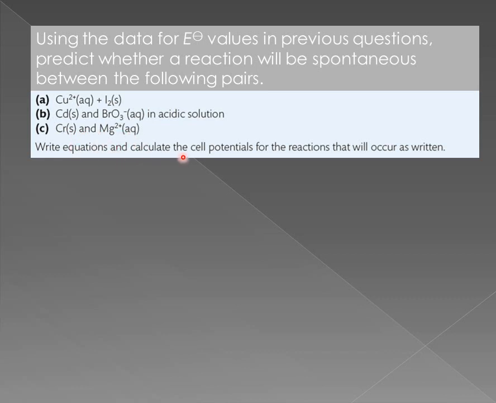Write equations and calculate the cell potential for the reactions that will occur as written. So when we calculate the cell potential, if it's higher than 0, the reaction will happen and it's spontaneous. But if it's less than 0, the reaction will not happen and it's not spontaneous. Let's see.